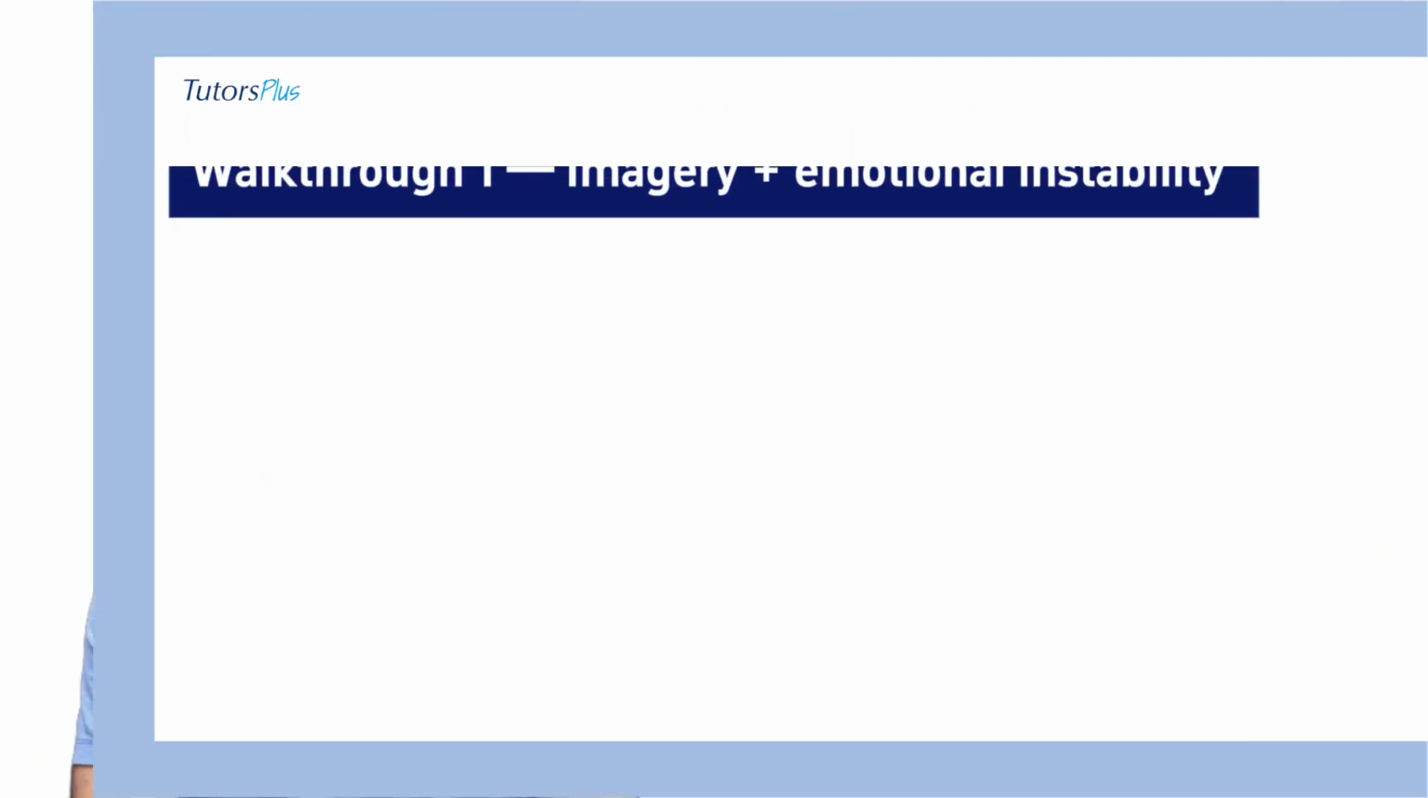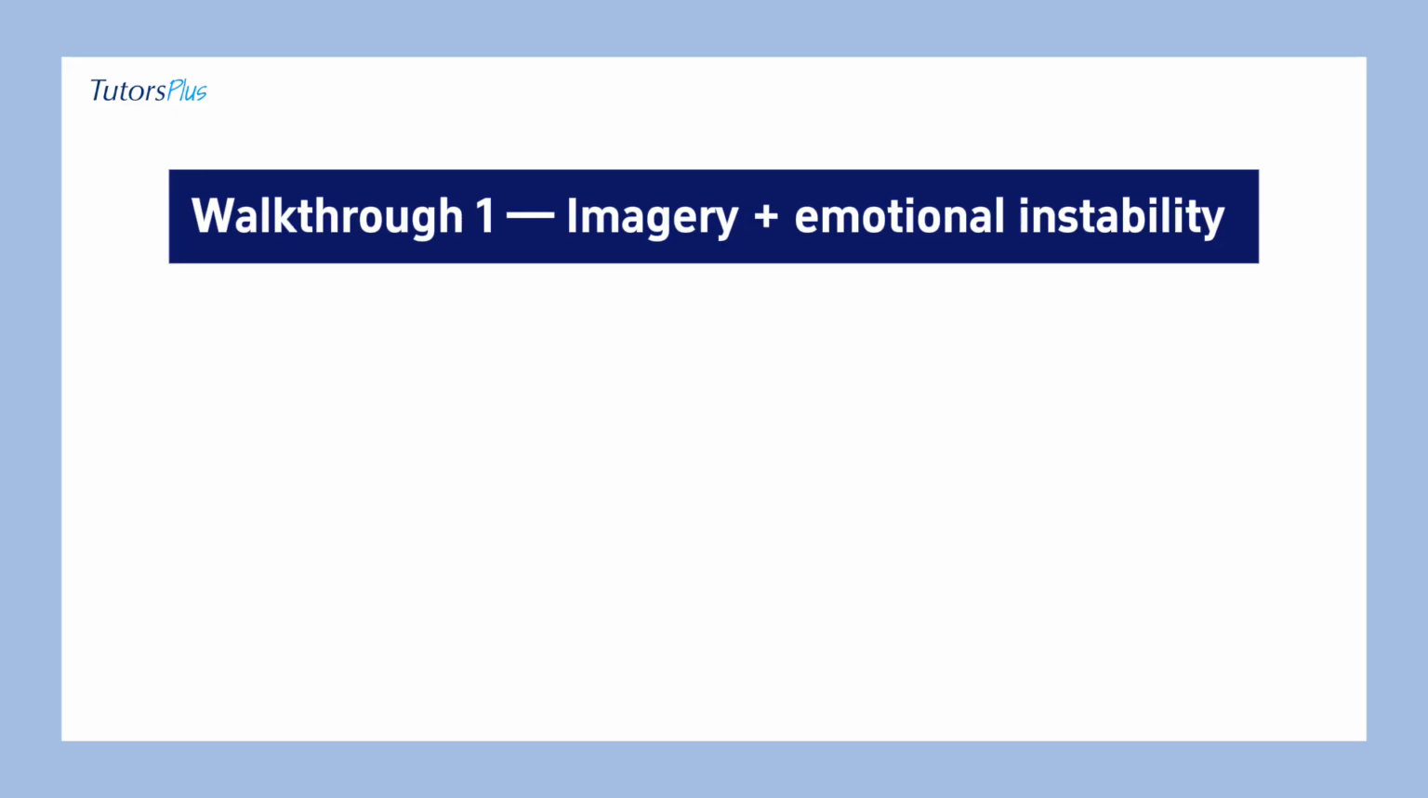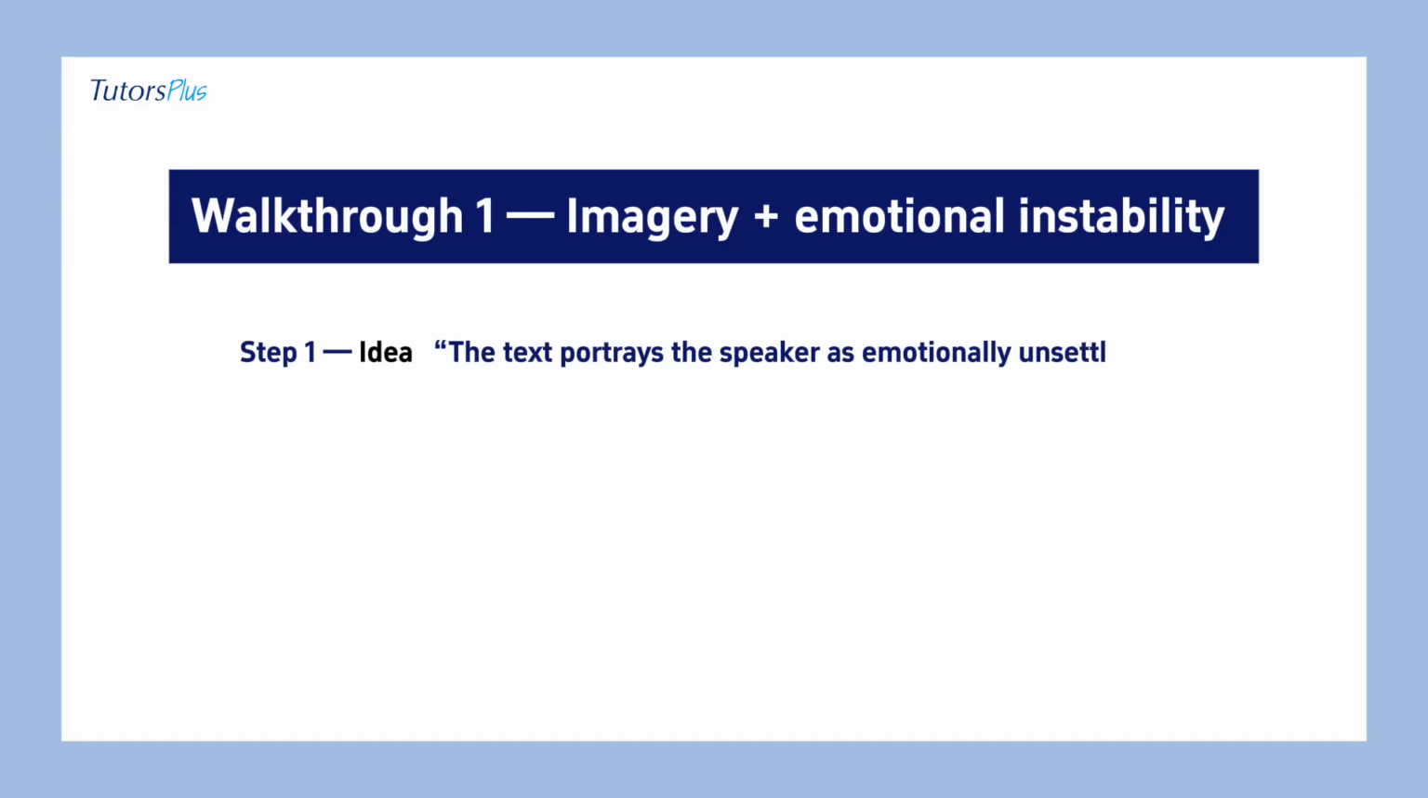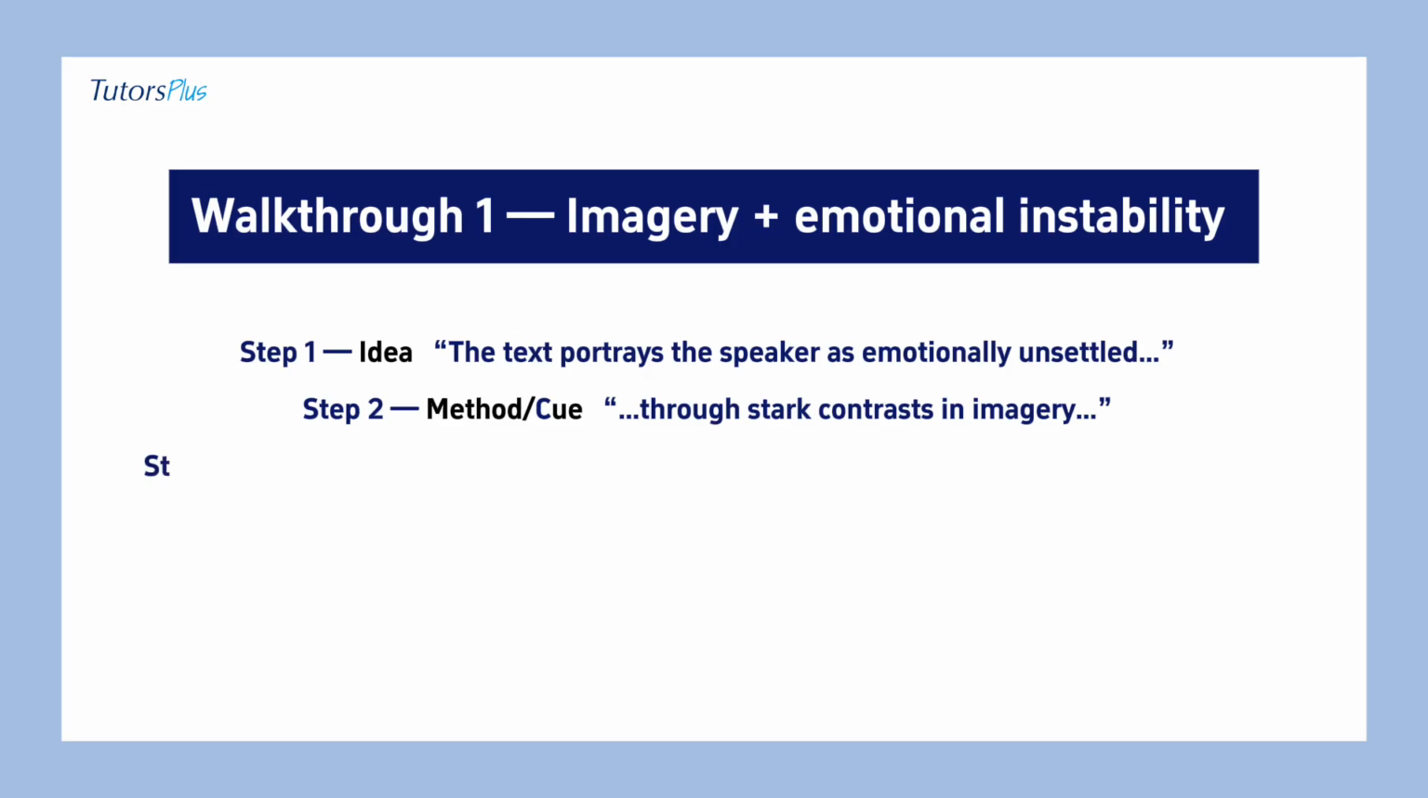So let's walk through the process of building a topic sentence ourselves. We have a walkthrough, looking into imagery and emotional instability. Our idea, the first step: the text portrays the speaker as emotionally unsettled. It's an idea. Step two, the method: through stark contrast in imagery, what we're going to look into.